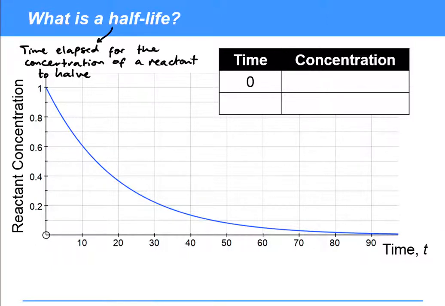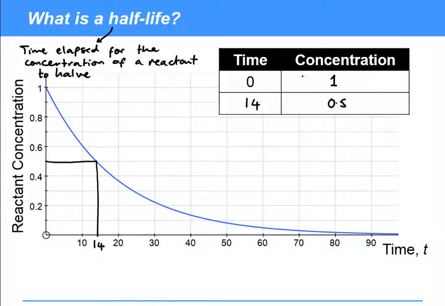So at time 0, the concentration is 1. So we're looking for the time it takes for that to go down to a half. So we go across to here. So it needs to go down to 0.5. How long did that take? Well, if we go down to here, we can see it's around about 14, in this case seconds. So the half-life, at least starting at the beginning of the reaction, is 14 seconds.